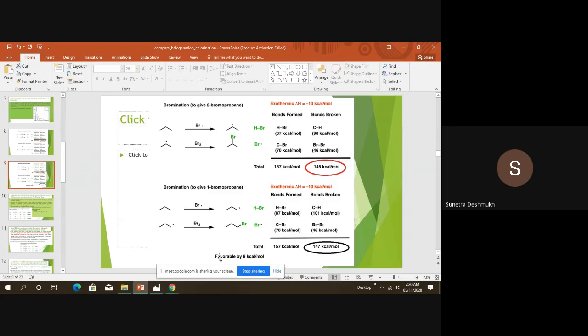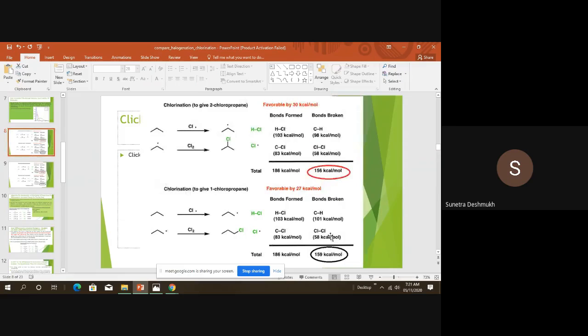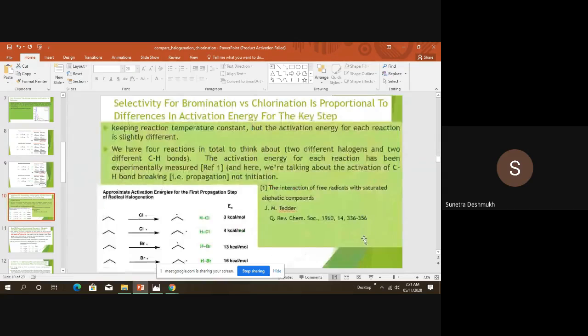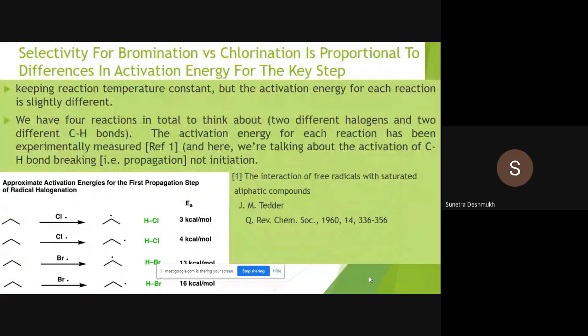So here it is favored by 8 kilocalorie per mole. So the energy difference between these is 3 kilocalorie per mole for bromination, and for chlorination this difference is also 3 kilocalorie per mole. Now the next point: the selectivity for bromination versus chlorination is proportional to the difference in activation energy for the K step.